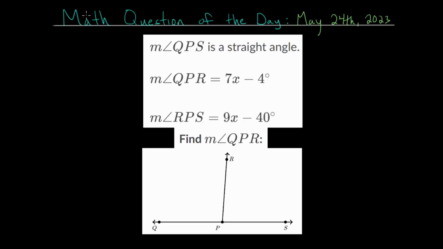In this video, I'd like to talk about the math question of the day for Wednesday, May 24th, 2023. And with this example problem, we have the measure of angle QPS. QPS here is a straight angle. The measure of QPR, this angle right here, is 7x minus 4. And the measure of angle RPS, this angle here, is 9x minus 40. And we need to find the measure of angle QPR, again, this angle right here.